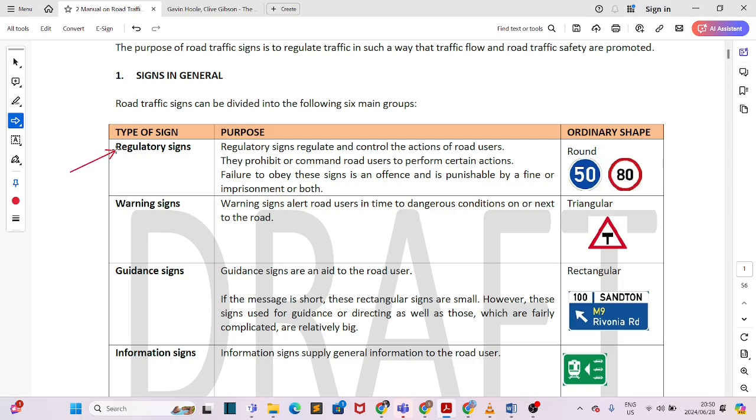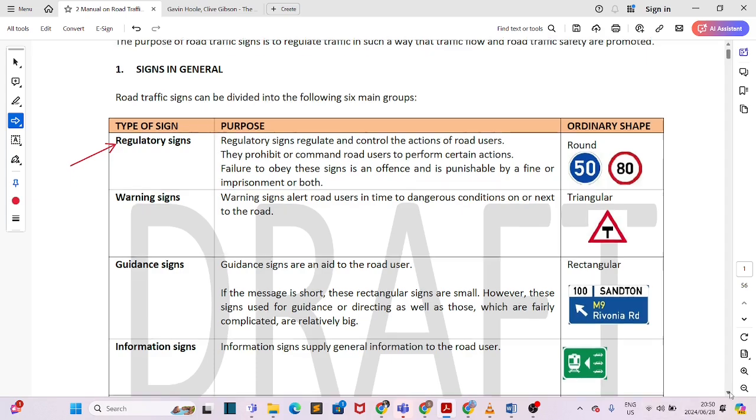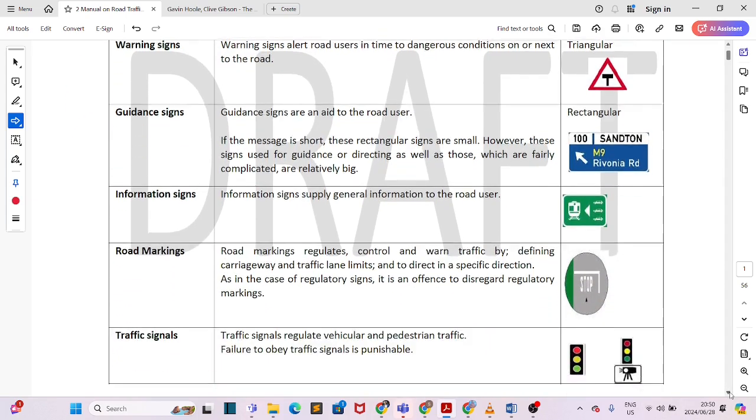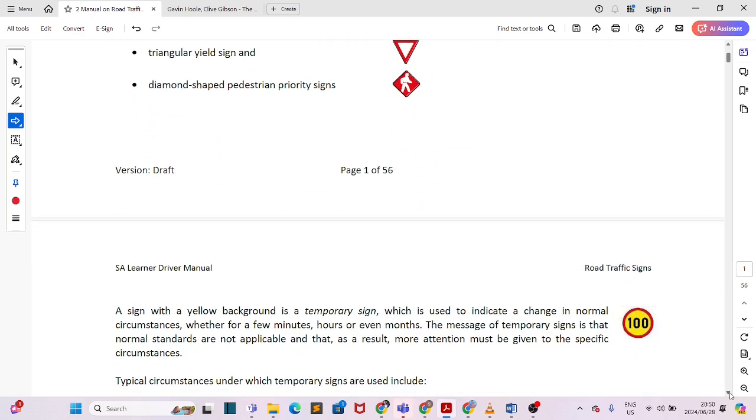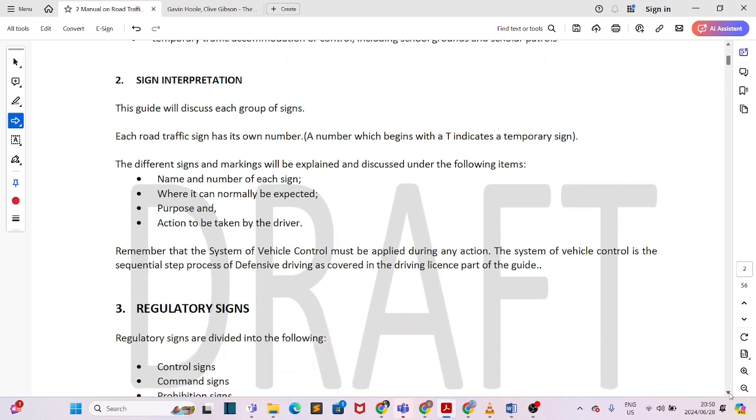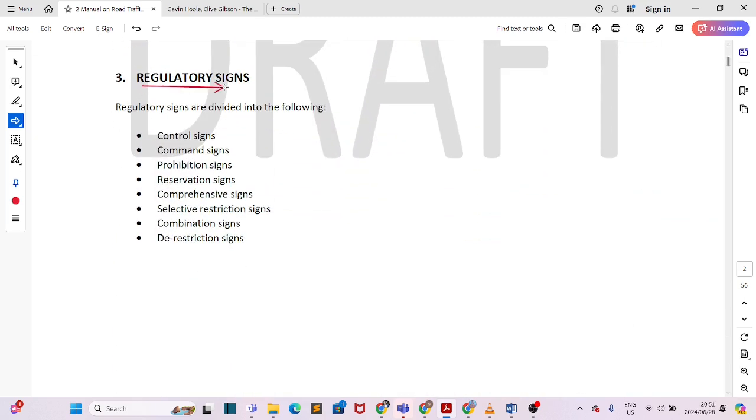Today we're only going to look at this category, regulatory, because it's a bit longer. It has other subcategories under it. Let's see those subcategories, just a brief look. Under regulatory signs, we have subcategories like control signs, command signs, prohibition signs, reservation signs, and so on. All of these fall under regulatory. So let's start with the first subcategory, which is control signs.